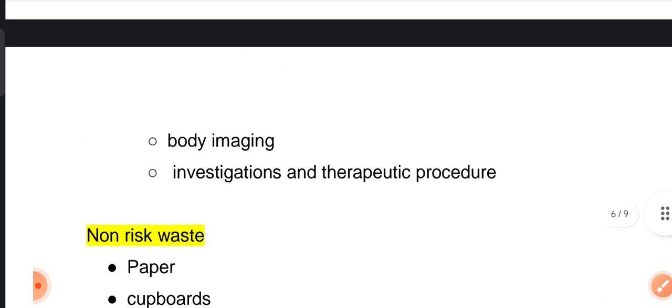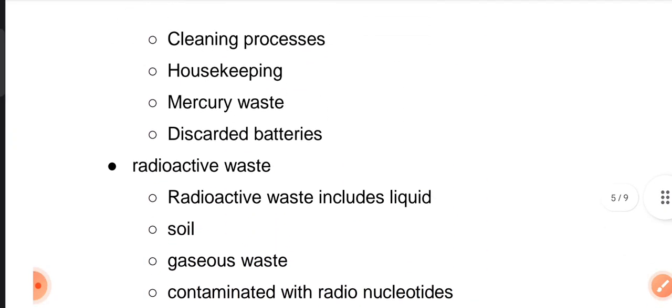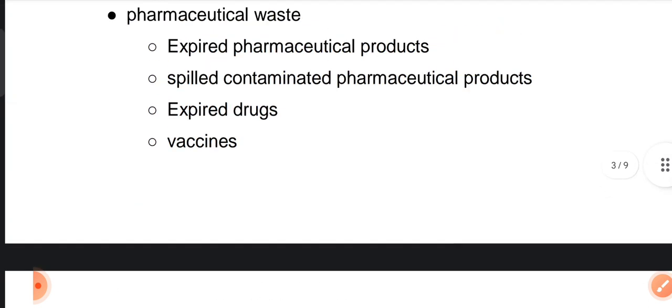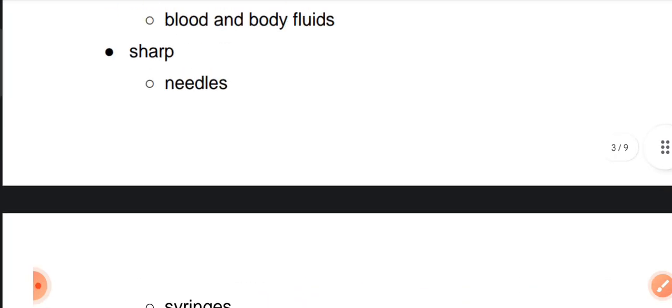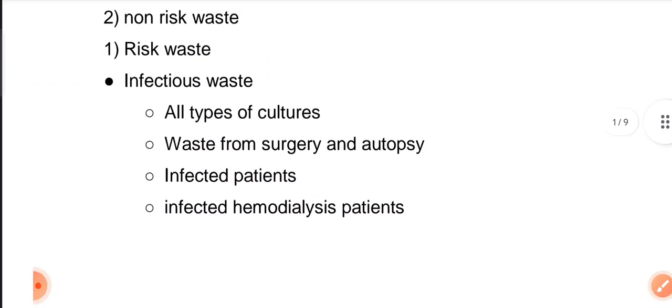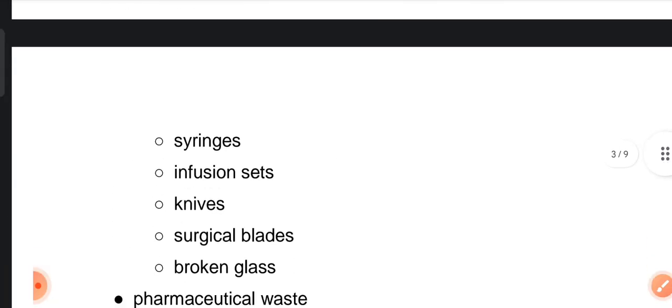So till now we discussed the risk wastages: radioactive wastage, chemical wastage, genotoxic wastage, pharmaceutical wastage, sharps, pathological wastage, infectious wastage. So these are all risk wastage.